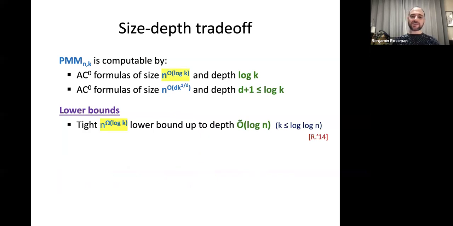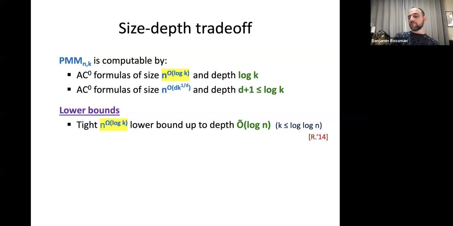As far as lower bounds, in previous work, we proved tight n to the omega(log k) lower bounds for this problem, up to depth which is order log n over poly log n, for some small but super constant range of k, so for k up to log n. And this lower bound, interestingly, even though it's for AC0 formulas, is not proved by a standard bottom-up depth reduction type argument, and it doesn't produce the standard size-depth trade-offs when d is less than log k.